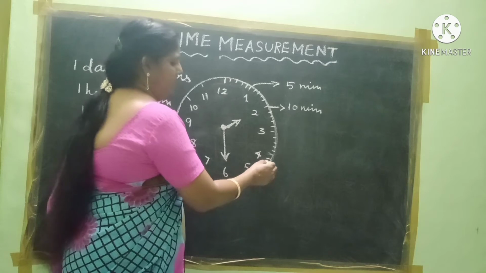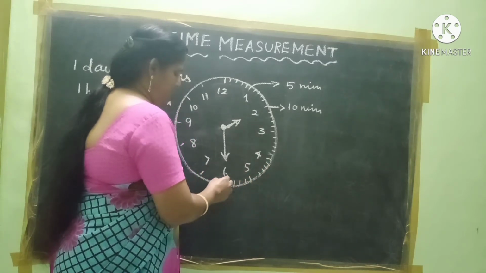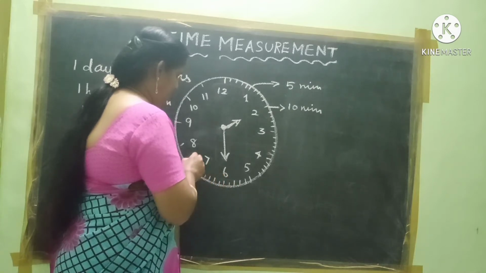For example, how many marks are there in between? Totally, how many marks are there in between?